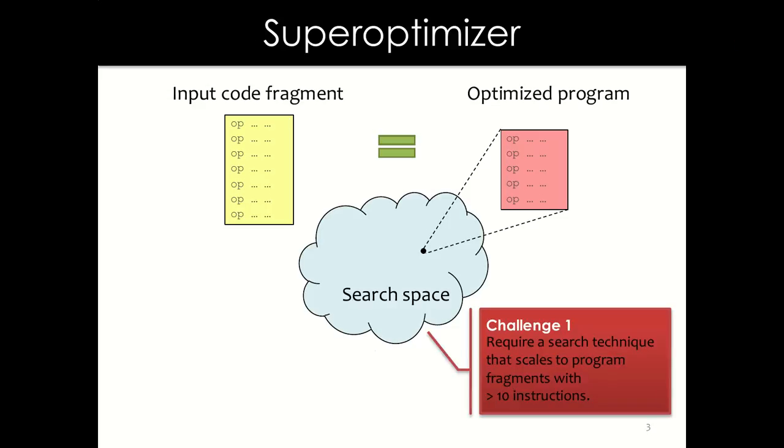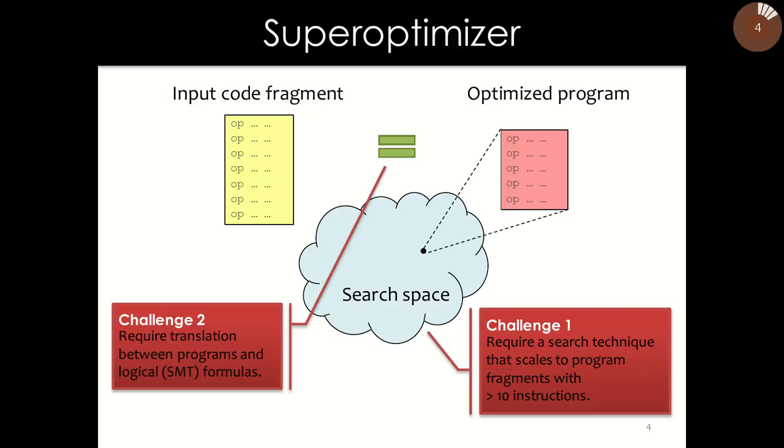First, because the search space is huge. So in order to build a practical Superoptimizer, we need a very fast search technique. Second, we need to be able to prove that the output program is indeed equivalent to the input program. And this is typically done by translating programs to logical formulas and using an SMT solver to do the proof. But this means the developer would have to deal with very complex SMT formulas.